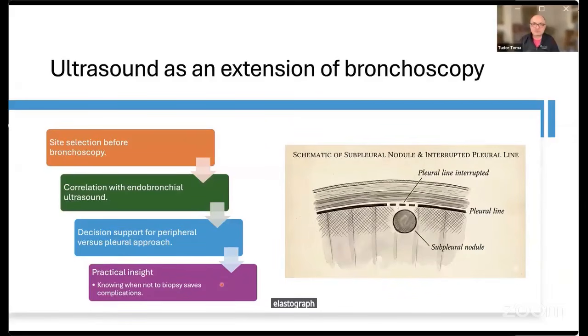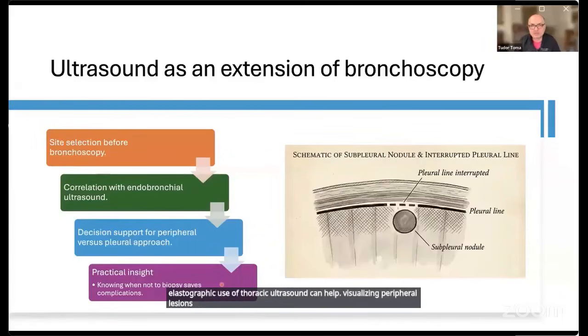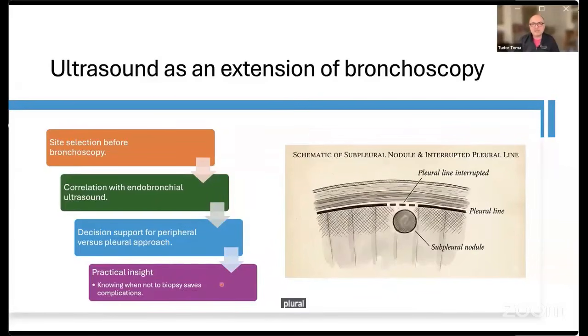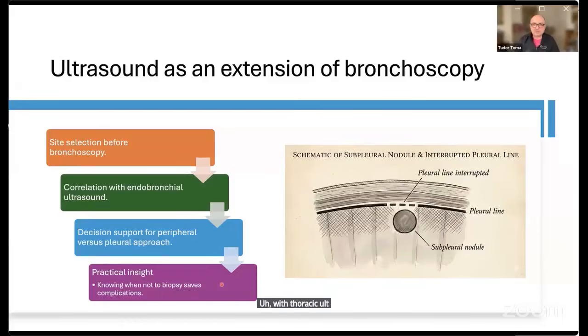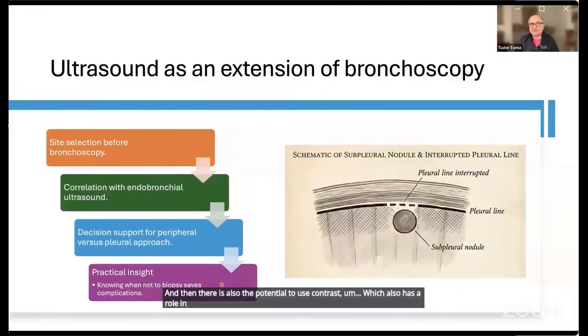elastographic use of thoracic ultrasound can help visualize peripheral lesions which are not in contact with the pleura. And that may open up the possibility to target a peripheral lesion with thoracic ultrasound, just using the elastographic appearance. And then there is also the potential to use contrast, which also has a role in peripheral lesions.